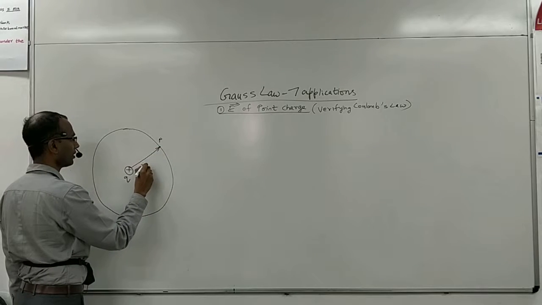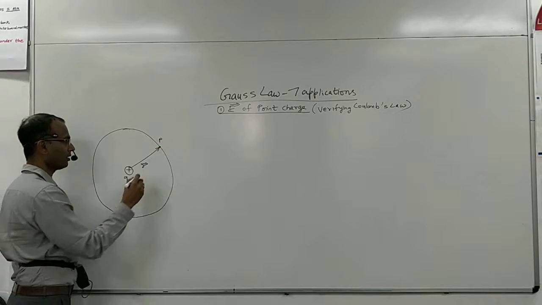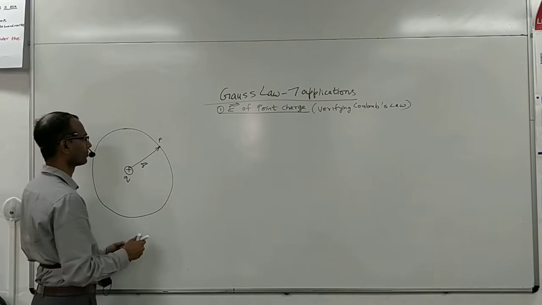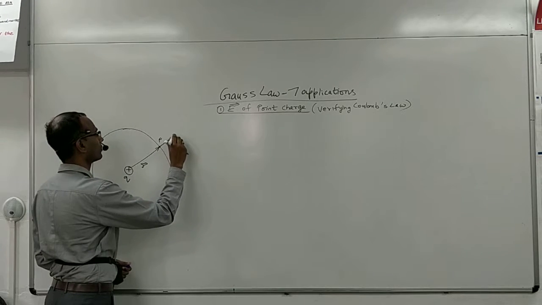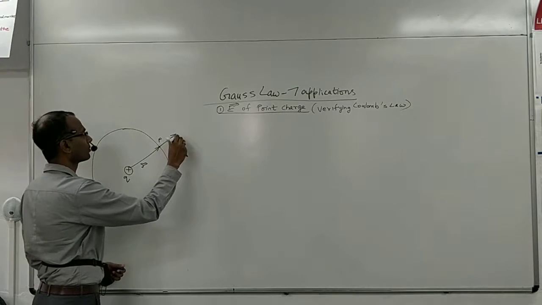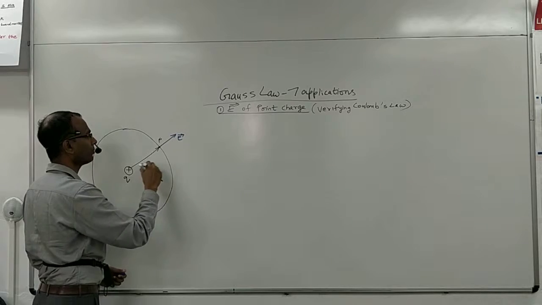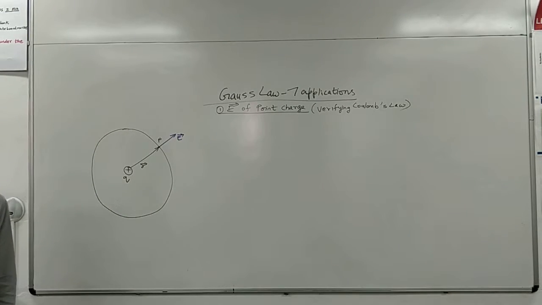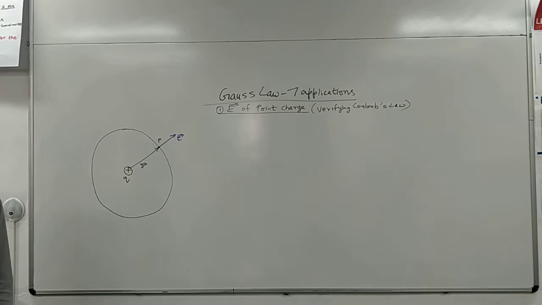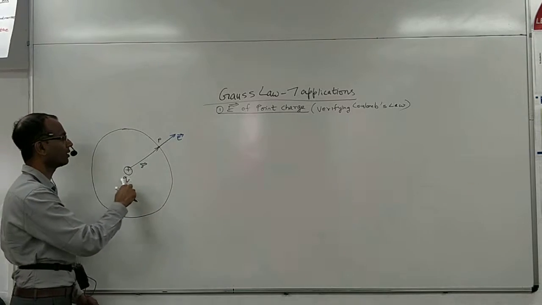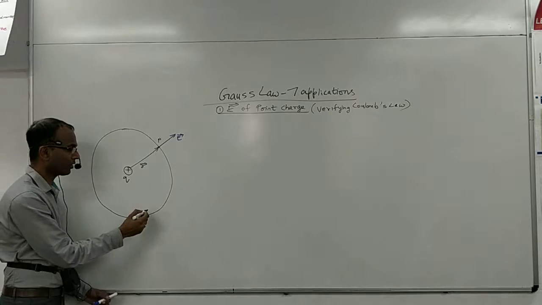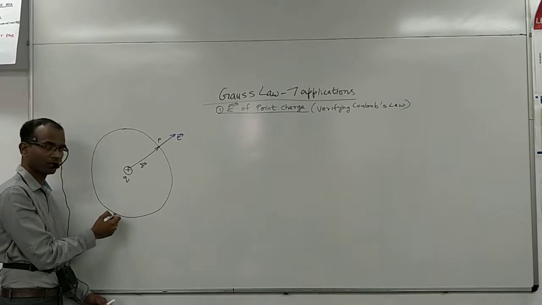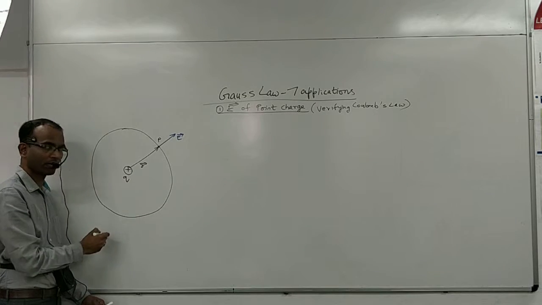So this is the position vector R, and the electric field at this position will also be in this direction. The electric field will be along the radius, right? So it will be along the position vector. So the electric field is in the direction of the position vector. Whichever point you take, everywhere it will be the same story. The position vector and the electric field vector will be in the same direction.